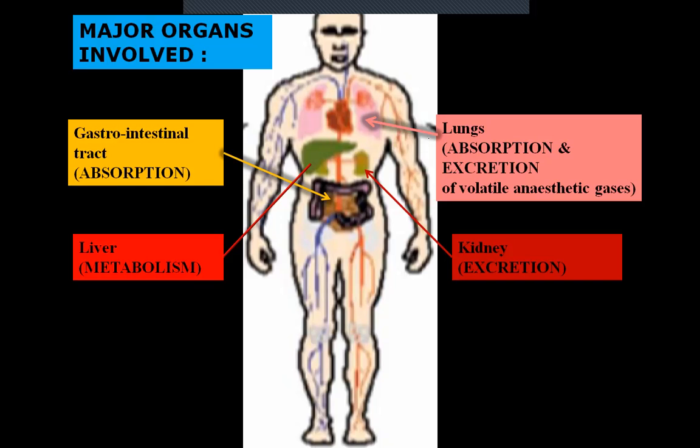The major organs involved in our body, let's say for giving a drug by the oral route, are the gastrointestinal tract, where absorption takes place. This is followed by the drug entering the liver, where metabolism takes place, and it is excreted by the kidney. Although the lung also serves as one of the methods by which absorption and excretion of drugs takes place, this too specifically for volatile anesthetic agents.